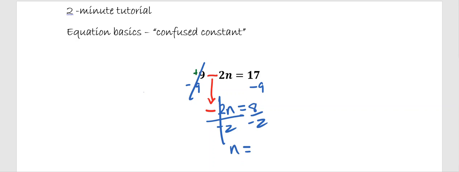Last thing we want to be careful of, do not forget the sign. That's a positive divided by a negative. Therefore, I know my answer is n equals negative 4.